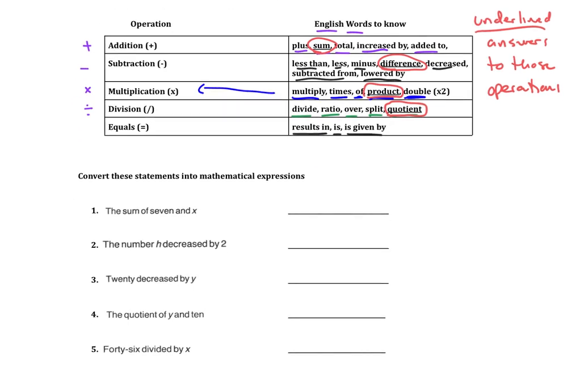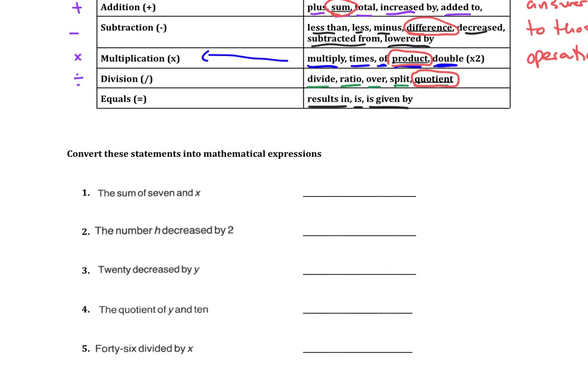So if we start to take a look at some of these, I'm going to kind of decipher English a little bit. Number 1, the sum of 7 and x. So sum was a big one we just talked about. So sum is going to be addition of 7 and x. So I'm going to take 7, add x, that's going to be my expression.